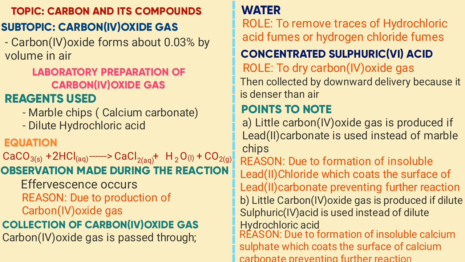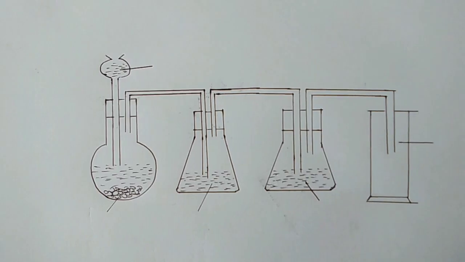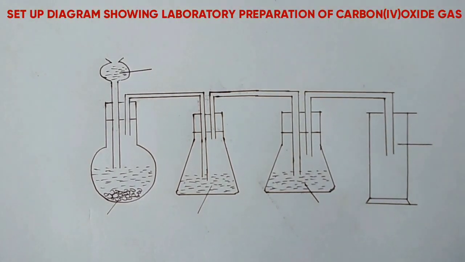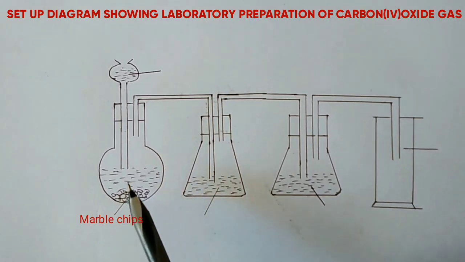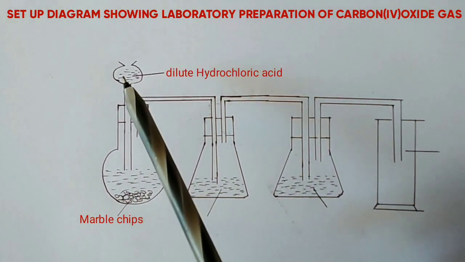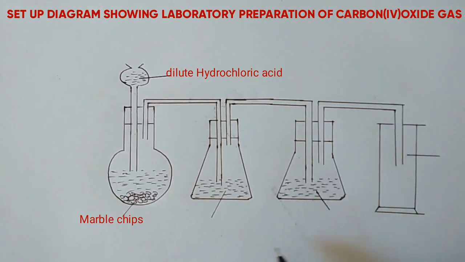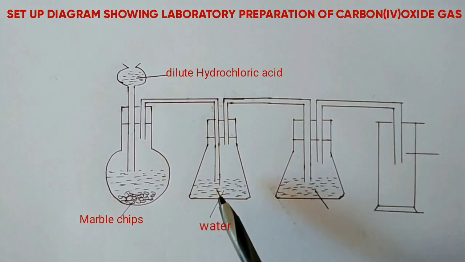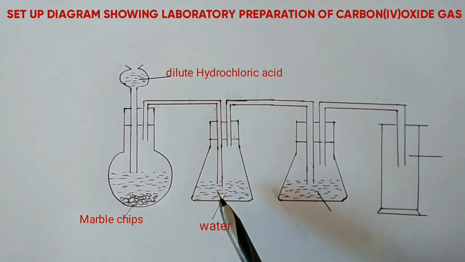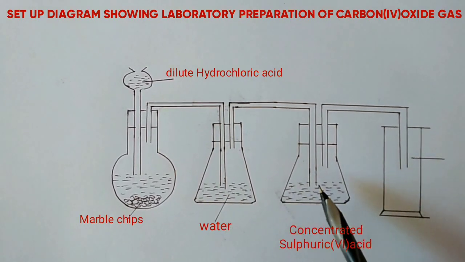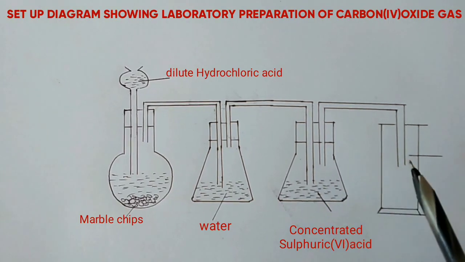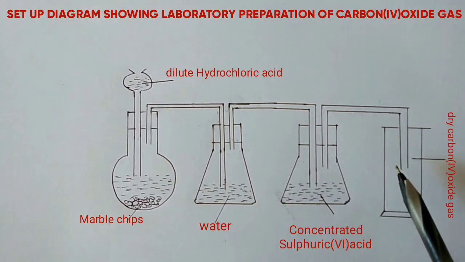The diagram below shows how carbon dioxide is prepared. So you place here marble chips, you place here dilute hydrochloric acid, you pass it through water to remove traces of HCl fumes, then through sulfuric acid to dry the gas, and then you collect by downward delivery because it's denser than air.